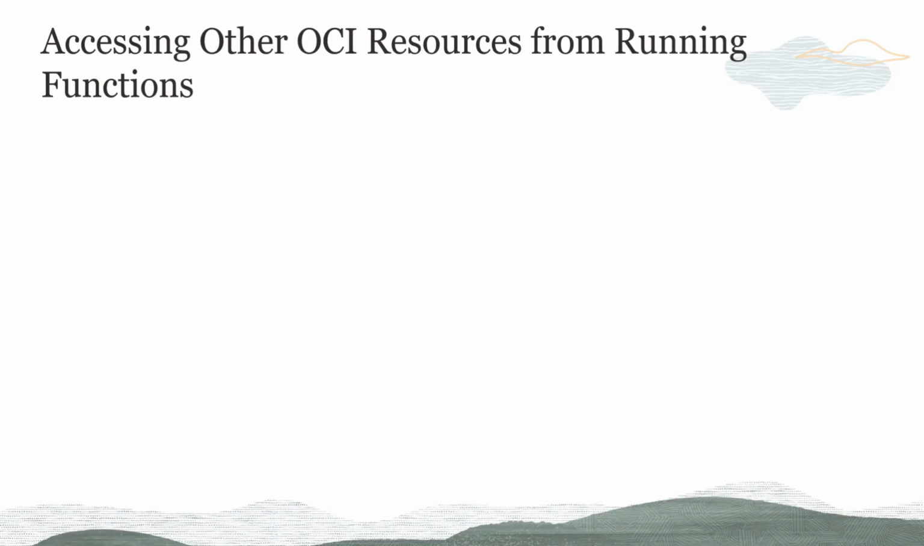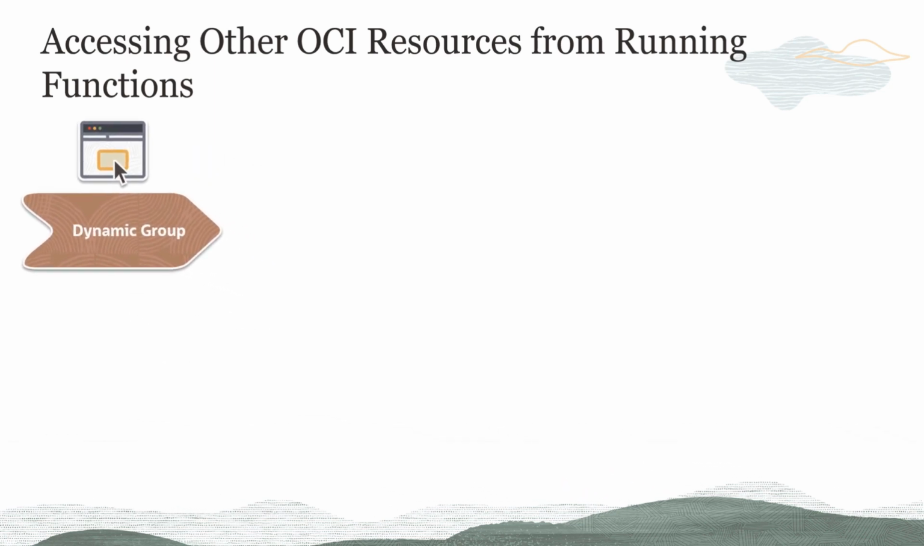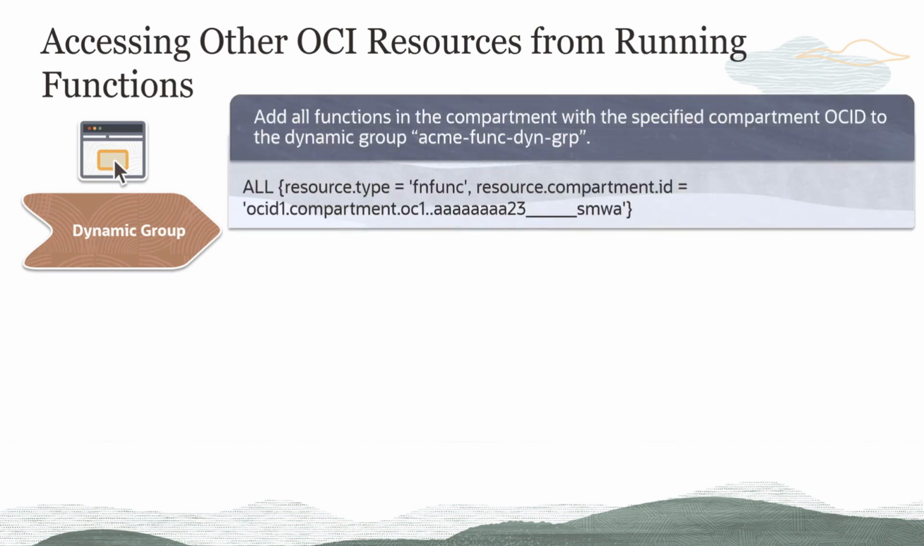Let's take a look at the steps required to enable a running function to access other Oracle Cloud Infrastructure resources. To begin with, we must create a dynamic group for the functions. It totally depends upon your use case. If you want all functions in a compartment to be able to access a resource, enter a rule similar to the following on the screen. This rule adds all functions in the compartment with the specified compartment OCID to the dynamic group.